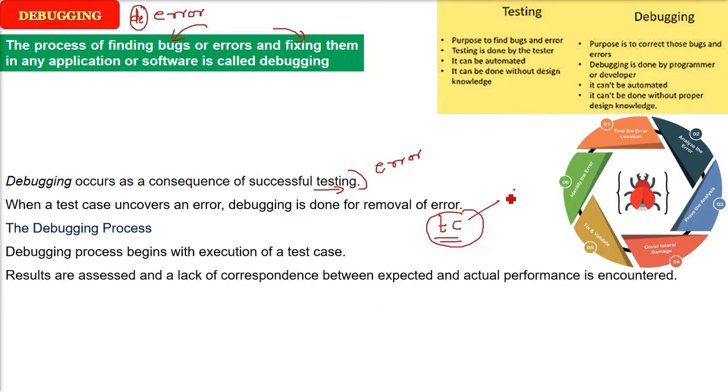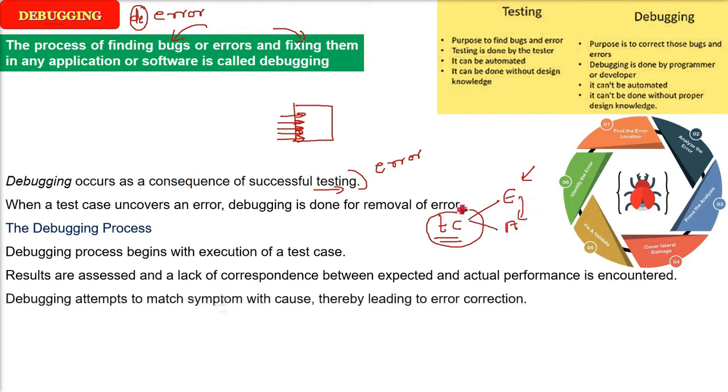And in the test case, what do we write? The test case name, the pre-condition, post-condition, and then the actual result and the expected result. All this will be there, and the exception handling. If the expected result and the actual result do not correspond, then debugging will attempt to match the symptom with the cause. Then only can we go for error correction, because only if expected is not equal to actual is there a problem.